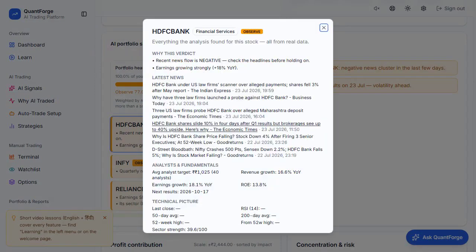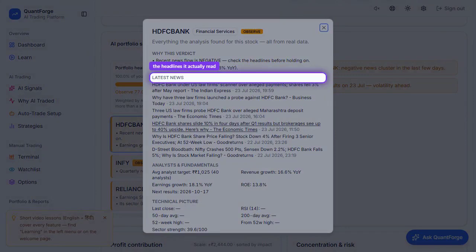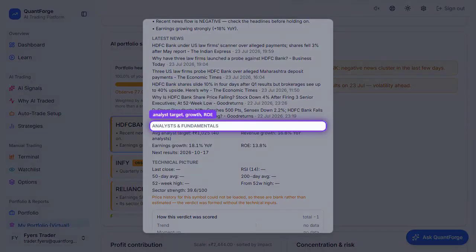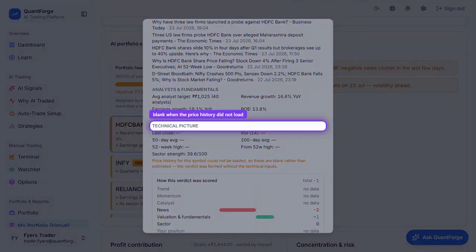Below that, the raw evidence. The technical picture: last close, RSI, the 50 and 200-day averages, the 52-week high and how far below it you are. Then the fundamentals: the analyst's average target, how many analysts cover it, debt against equity, earnings growth. Then the actual news headlines we read, and any results date or big deal we found.